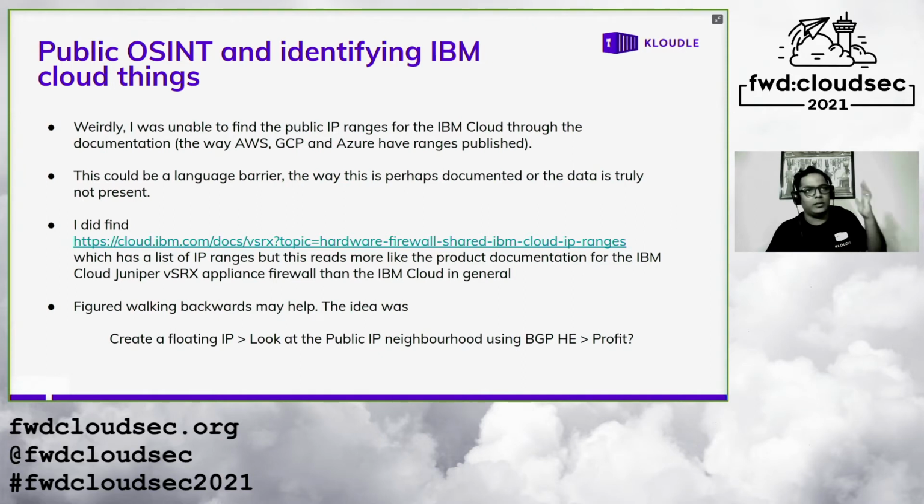Could be a language barrier, or the data just not present. I did find a single resource inside IBM Cloud, which turned out to be the documentation for a product, the Juniper vSRX firewall appliance, but not IBM Cloud in general. Right? But I still wanted to know what would be the public IP ranges for different IBM Cloud services. One of the quick ways of doing this was to create a floating IP address, which is your equivalent of your elastic IP in AWS.